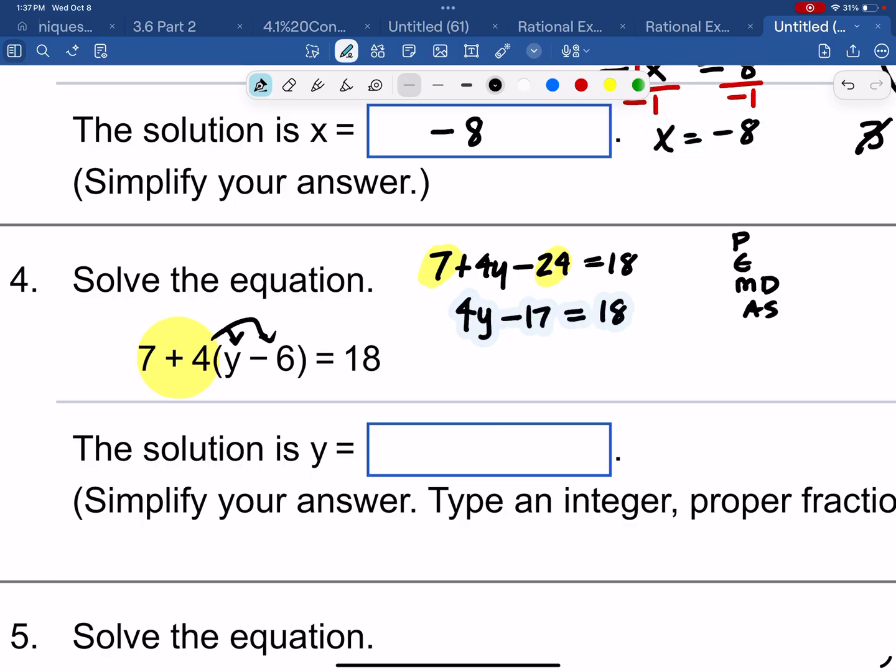Now I need to add 17 to both sides. I'll get 4y equals 35. Divide by 4 on both sides, y is 35 over 4. So we got another fraction, and we could check it if we wanted to, but as long as you follow the steps, you don't have to check it. It's just a good idea to check it.